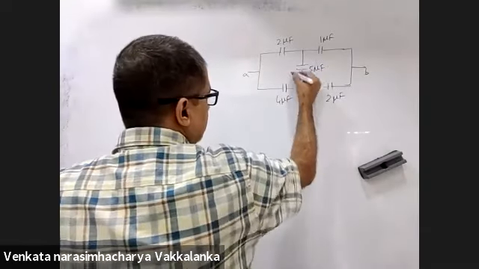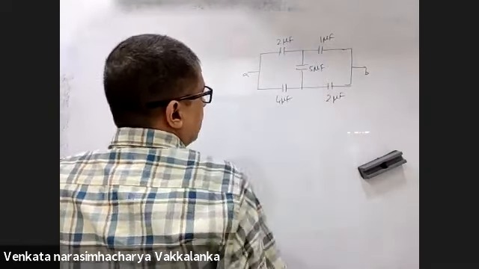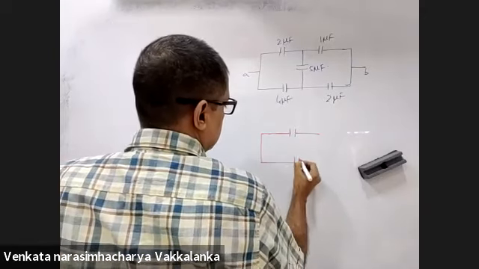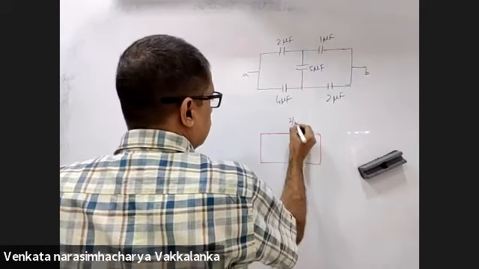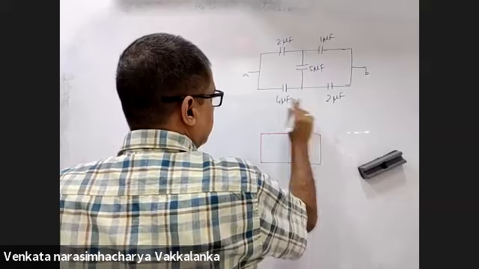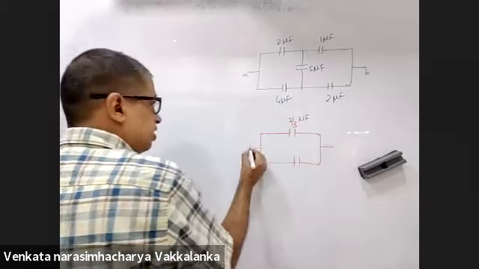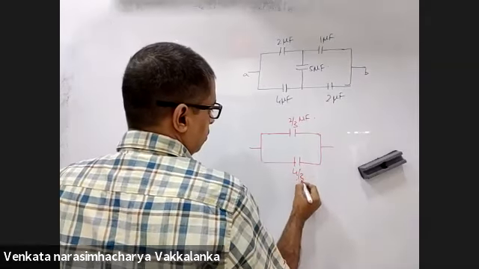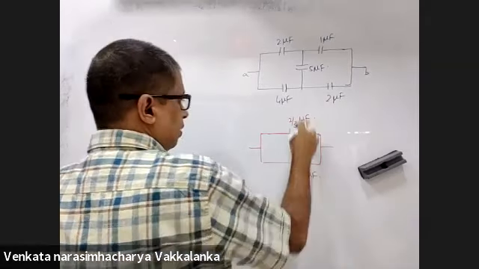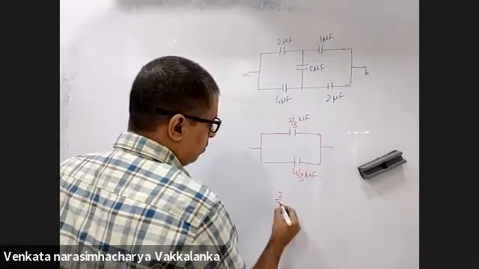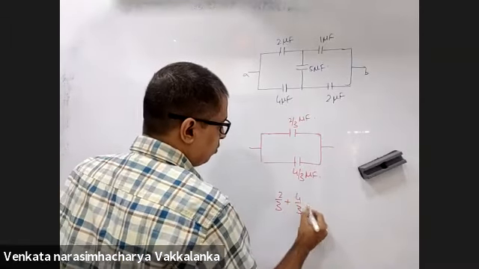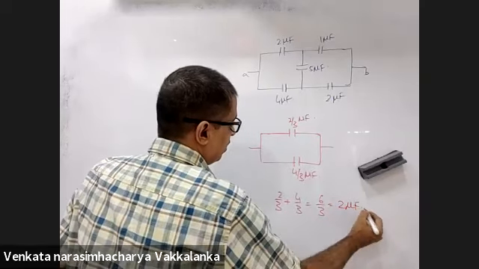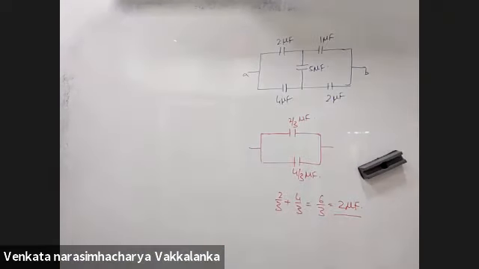Now here this capacitor is removed. 2 and 1 are in series. What is the equivalent capacity? 2 by 3 microfarads. 4 and 2 are in series. Equivalent capacity, 4 by 3. That's coming the same by chance. Add both of them: 2 by 3 plus 4 by 3, 6 by 3 is 2 microfarads. It is a mere coincidence of numbers.